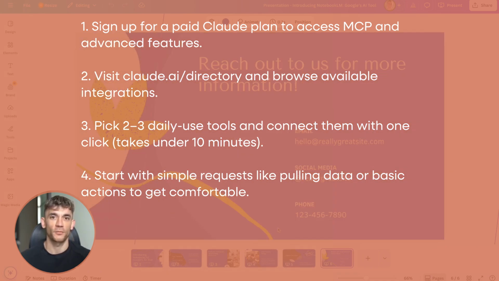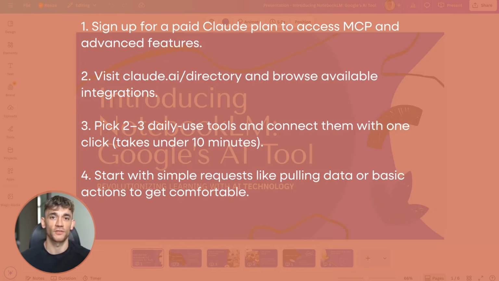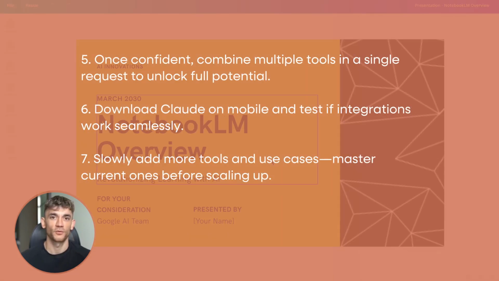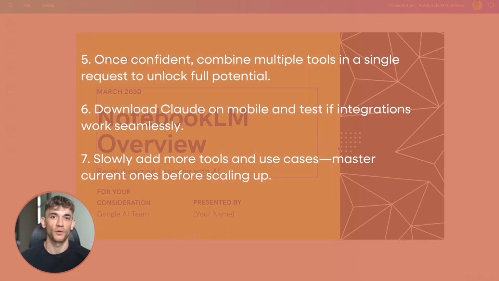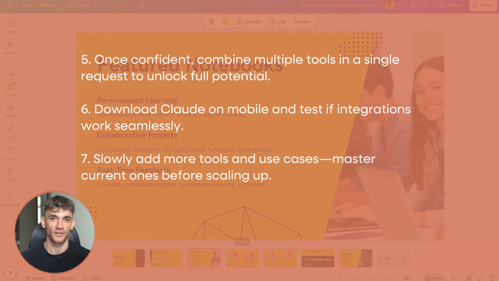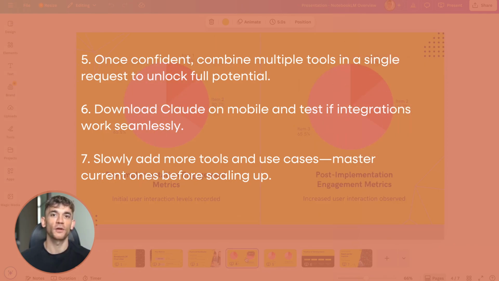Step 4. Start with simple requests. Ask Claude to pull data from one tool or perform one basic action. Get comfortable with the process. Step 5. Once you're comfortable, try combining multiple tools in one request. This is where the magic happens. Step 6. Download Claude on your mobile device and test the mobile integration. Make sure your connected tools work on mobile too. Step 7. Gradually add more tools and expand your use cases. Don't rush this part. Master what you have before adding more.